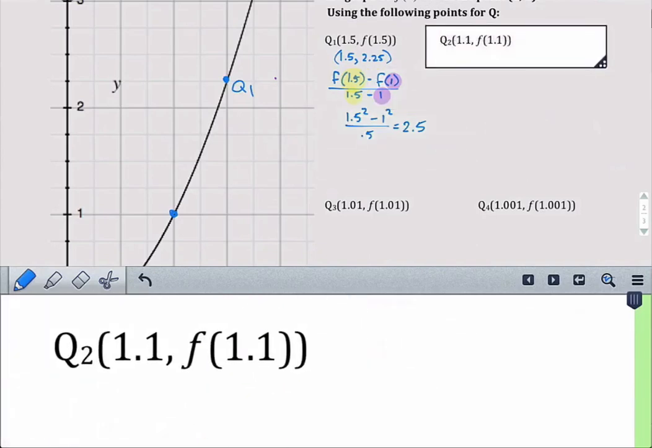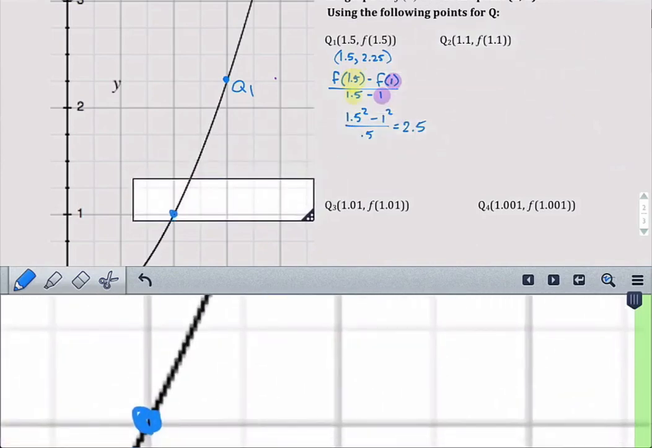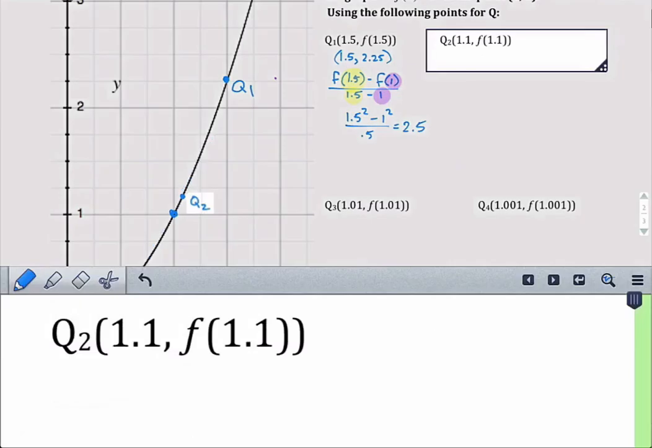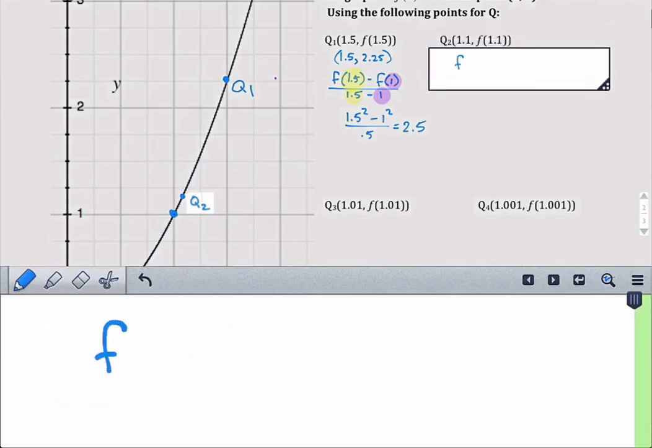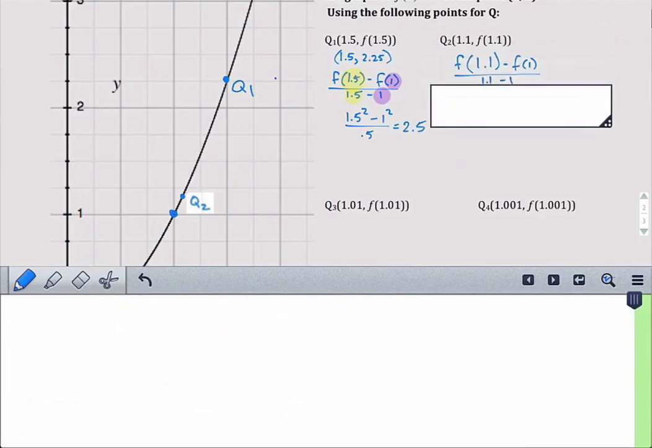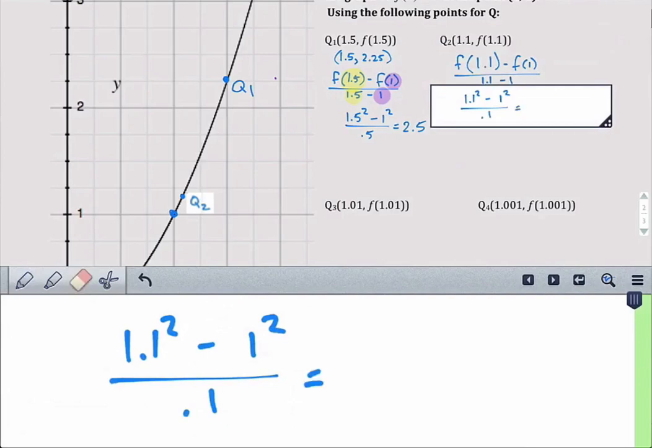Let's get a little bit closer. Let's move Q to x = 1.1. Now f(1.1) is going to be somewhere about right here. So now Q2, and we can see that the slope of this line is getting closer to that tangent line. We want f(1.1) minus f(1), over 1.1 minus 1. Solving this, we get 1.1 squared minus 1 squared, over 0.1, and when you plug this into your calculator, you get about 2.1.